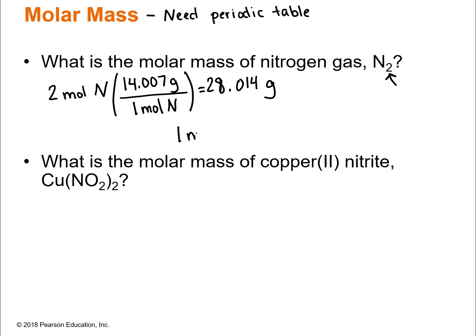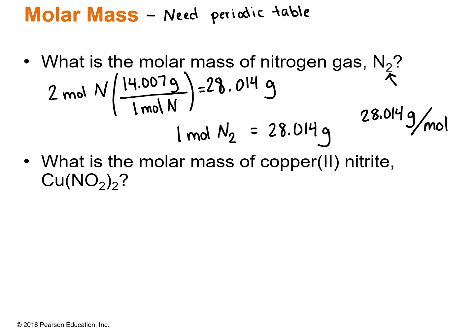So 1 mole of nitrogen gas is equal to 28.014 grams. Another way to say this is 28.014 grams per mole. Same thing.